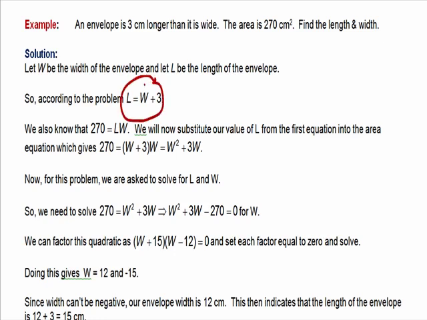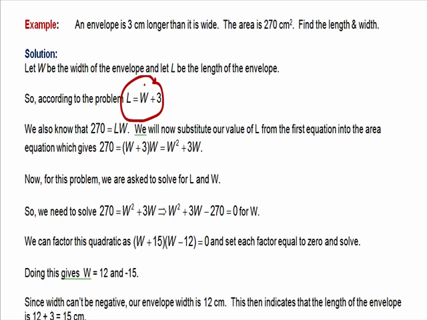We also know that 270 is the area, and the area of a rectangle, which is what an envelope would be, is length times width. So I end up with 270 equals LW. And we'll now substitute in our formula for L from the first equation. So that now tells us that 270 equals W plus 3 multiplied by W, or in other words, W squared plus 3W. Now for this problem, we actually need to figure out what both L and W are.